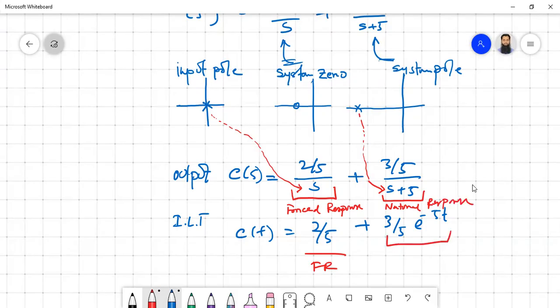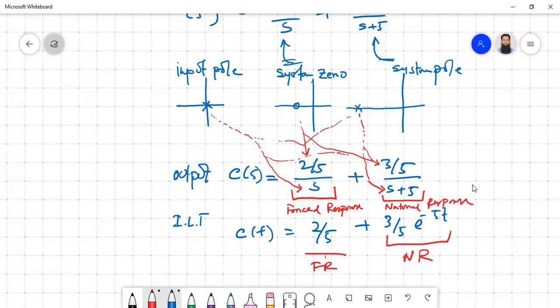Okay, similarly, this is in the time domain, your natural response. And now, what about this one, 2 by 5 or 3 by 5? So this is a combination of basically all the poles and zeros. Okay, so they are actually giving this contribution. They are also involved in both the cases, to figure out what the value is.